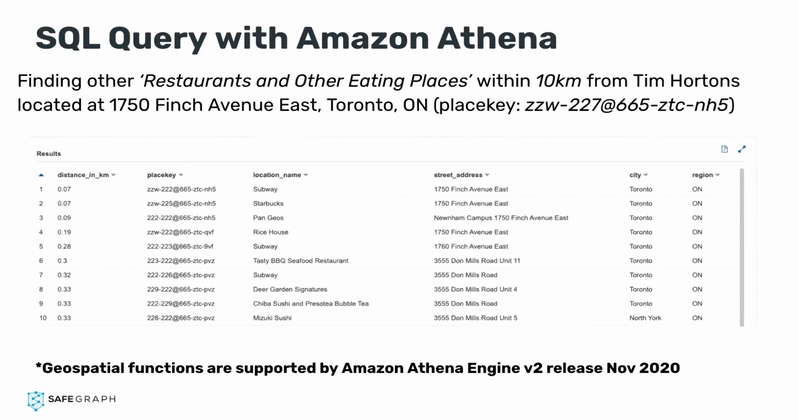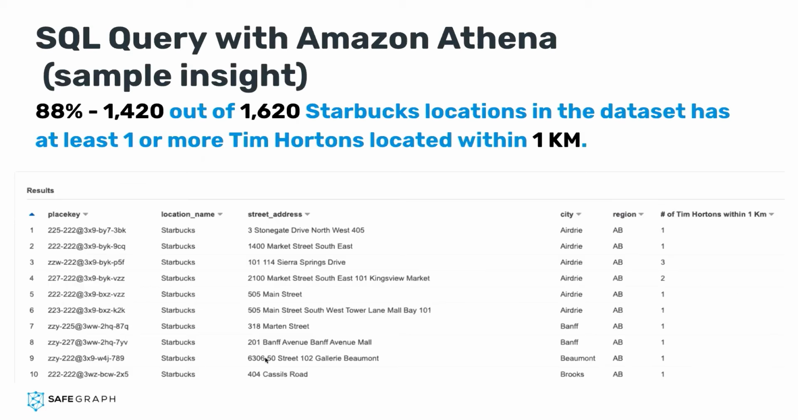You just have to call a single function, and that single function will calculate the geographical distance between one place and another. And in the other example here, you can even find some insight, like how many Starbucks are located in Canada that have at least one or more Tim Hortons within 1 kilometer. And you're using the same geospatial function. There's no complex query here. If you visit the blog post on safegraph.com, you can see the actual query making this possible. So it is very simple. You don't have to deal with complex queries to extract this kind of insight straight away.